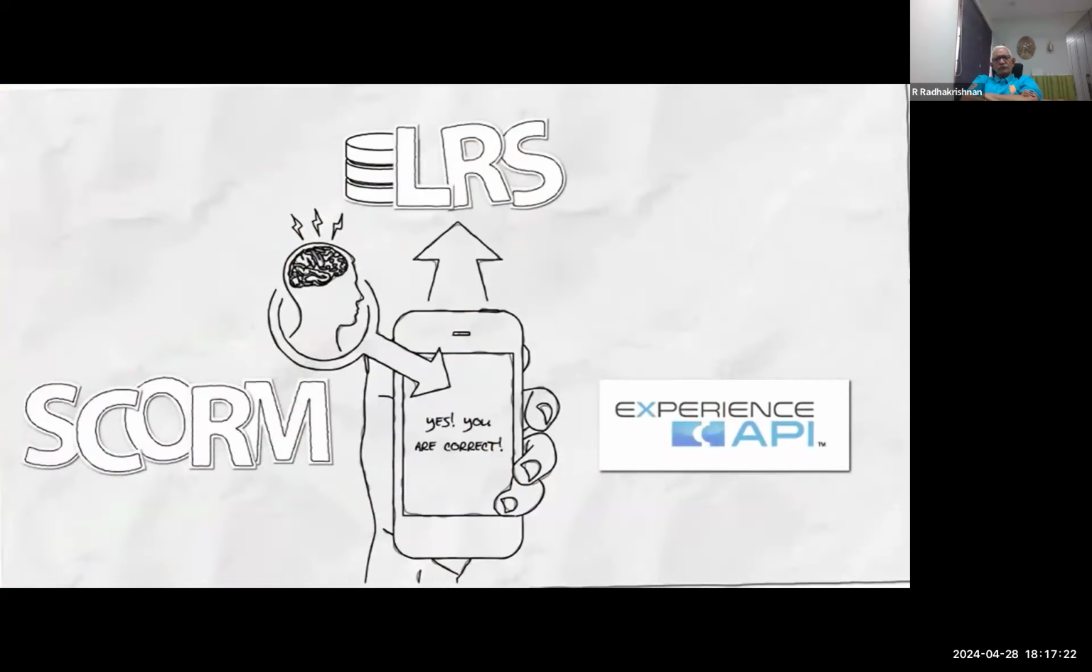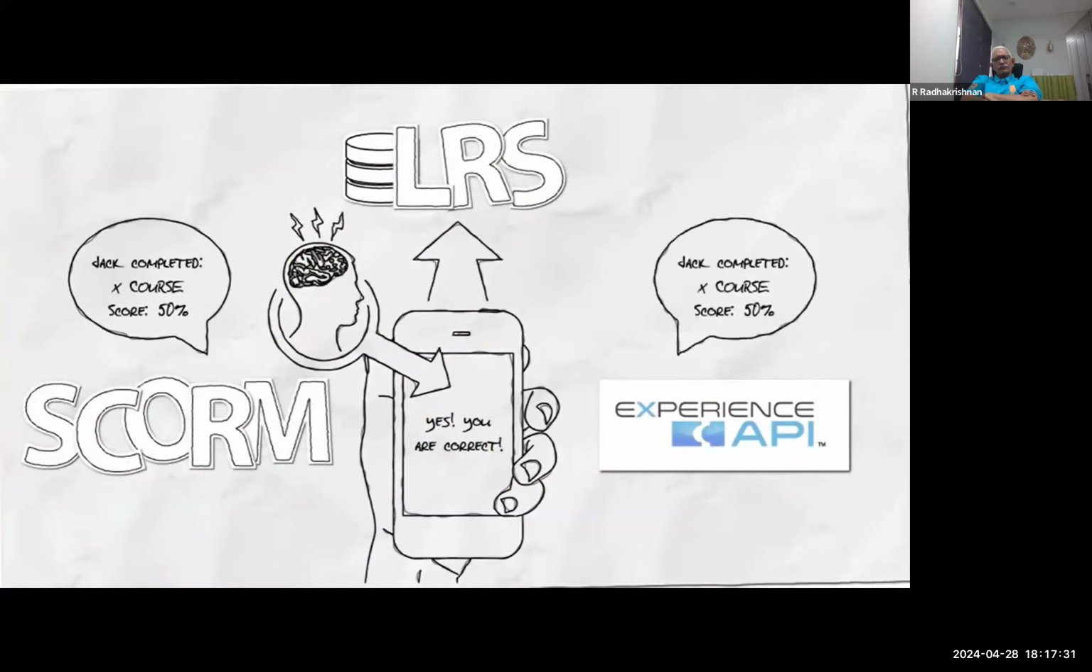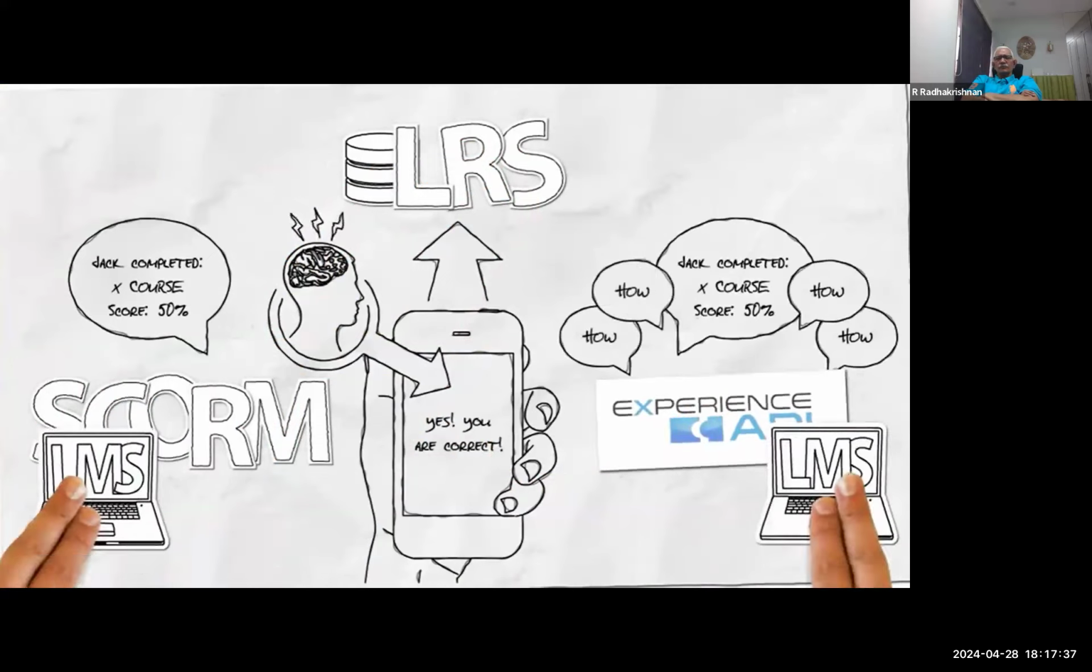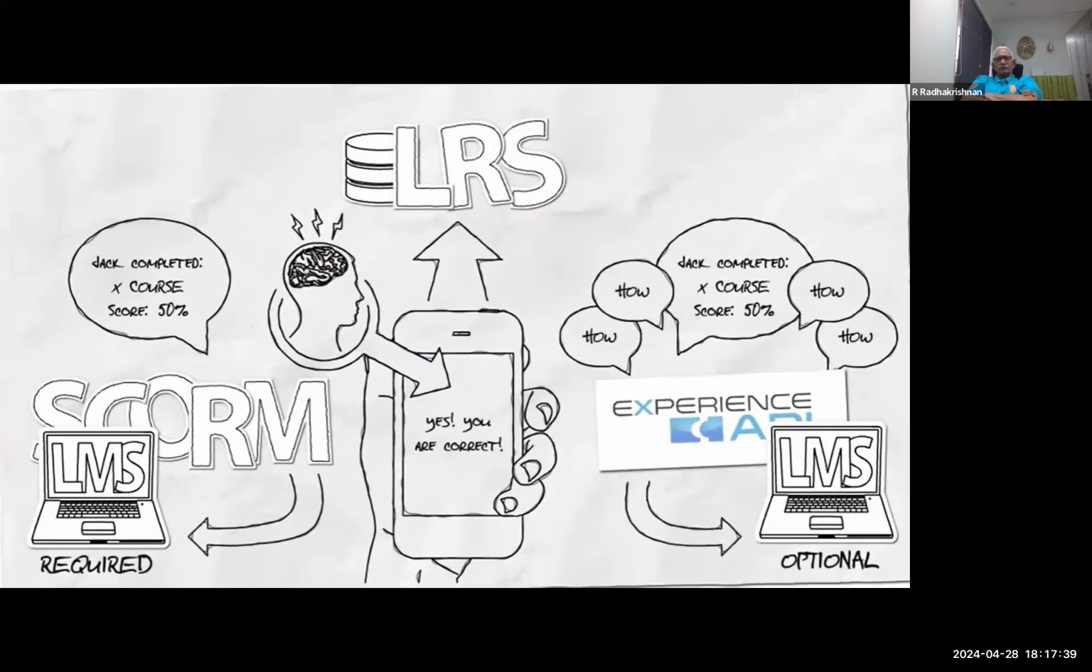Sounds like SCORM. But SCORM only says, Jack completed course X with a score of 50%. An app with Experience API can say that too, but it can offer any level of detail about how he took the course, and the learning object doesn't need to reside in an LMS. Imagine how you could improve your training if you could see, click by click, where students stumble or grow frustrated.